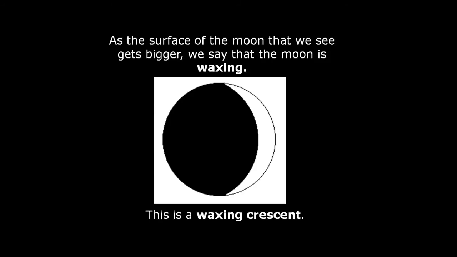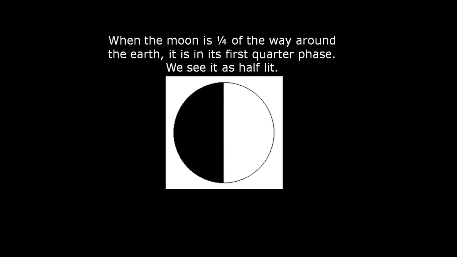As the surface of the moon that we see gets bigger, we say that the moon is waxing. This is therefore called a waxing crescent. When the moon is a quarter of the way around the Earth, it is in its first quarter phase. We see it as half lit. This is a waxing quarter moon.